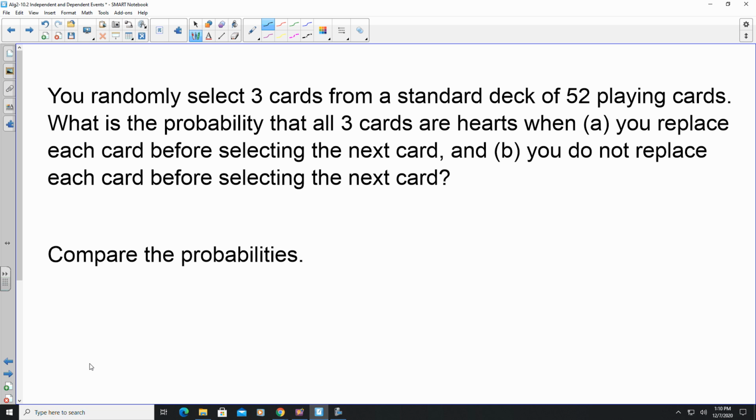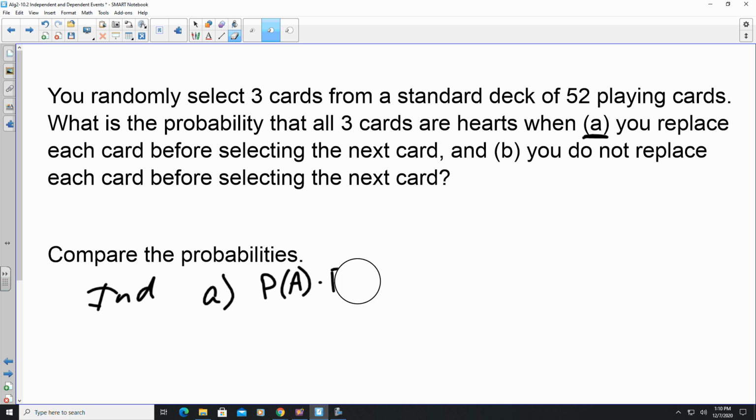So looking at part A, it says you replace it. When you replace the card back into the deck and then select it again and again, that is the independent event. So essentially, for part A, it's just the probability of A times the probability of B, the second one, times the probability of C.